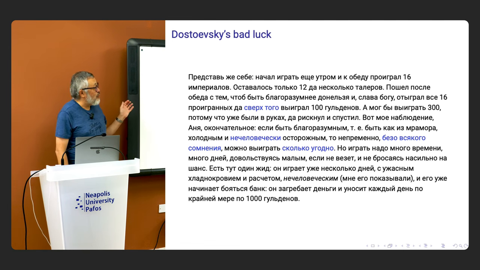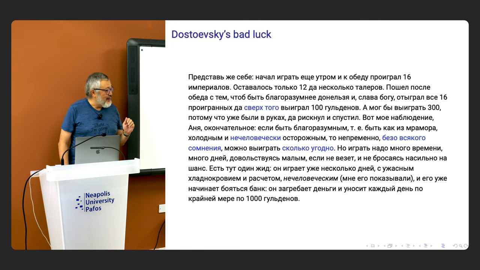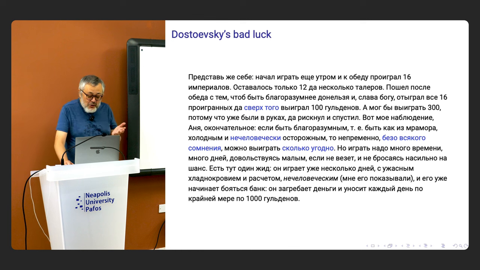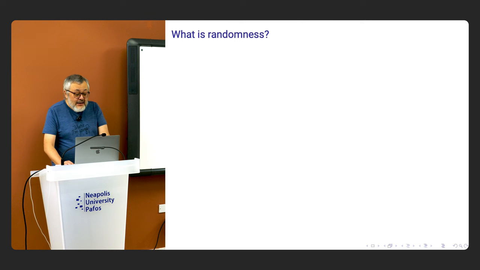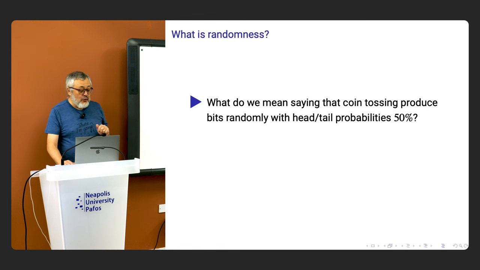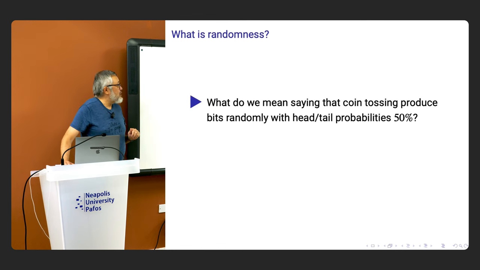I don't think that he wanted just to fool his wife. He really thinks that there is a system, a strategy which allows him to win. Now it would probably be more suspicious, but for him I think it was a completely sincere belief. And the question is, what is randomness? What do we know about randomness?